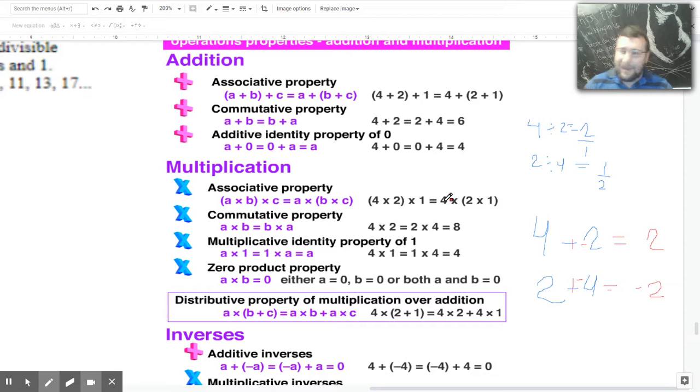It totally matters with division and with subtraction. I'm not going to show you the examples, but you cannot do the same thing with them, which is, again, why the order of operations kind of matters.